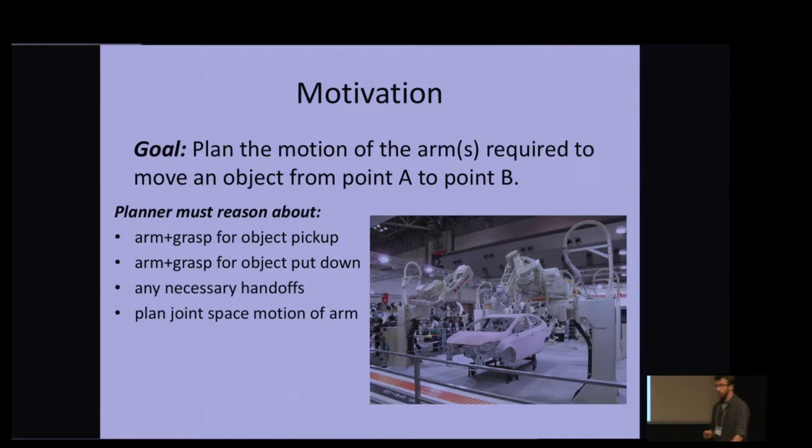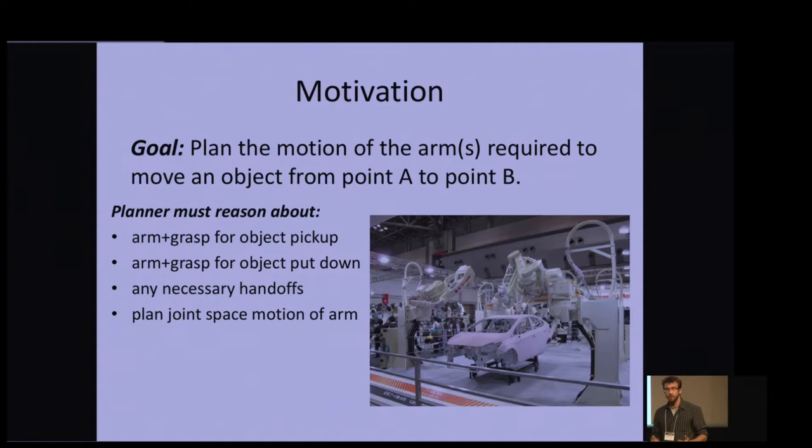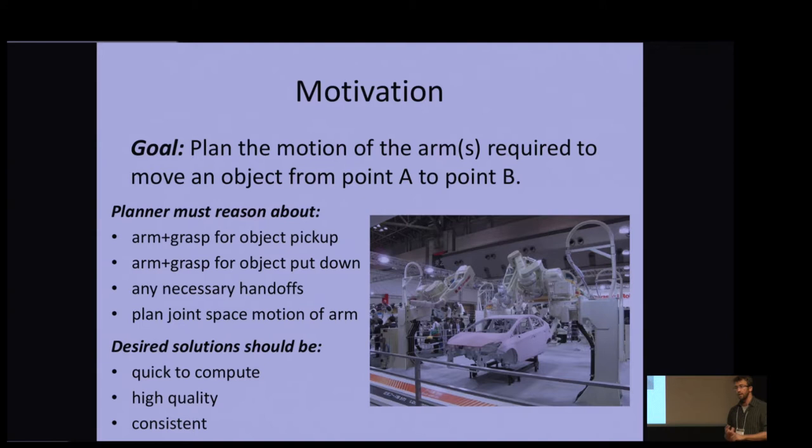And for that, the planner has to reason about a whole bunch of stuff that we'll talk about. But in motion planning, we want our planner to be fast, right? We also want to generate high quality solutions. And we also want the planner to be consistent, okay? By that I mean, given similar input, you get similar output. Why is that important? Because we keep talking about human-robot collaboration. Now I'm a factory worker, right? And I'm working near a robotic arm, no more cage, okay? I know the task it's doing. I want to be able to safely predict how it's going to do it, okay?